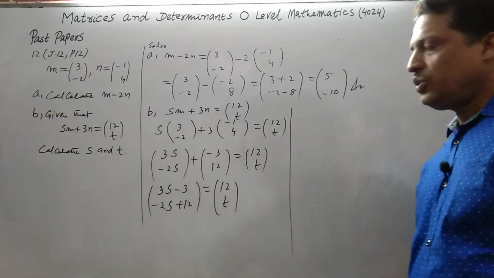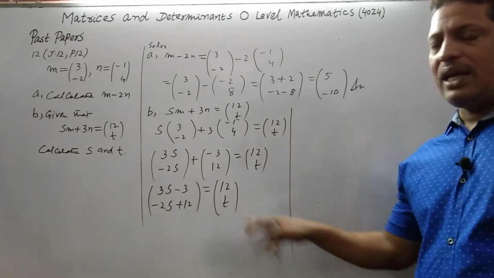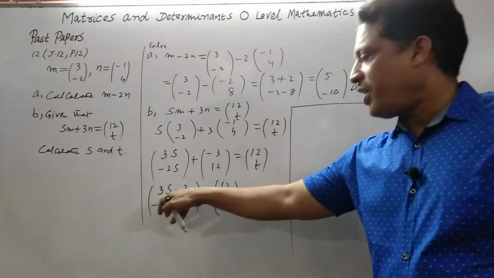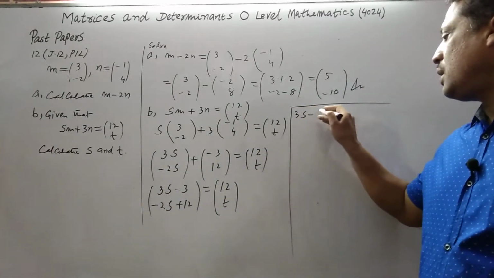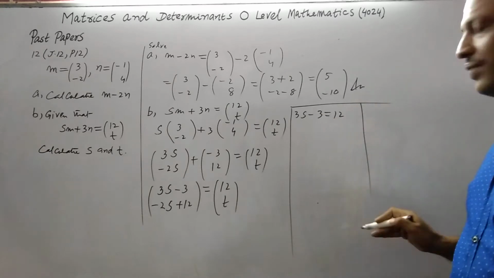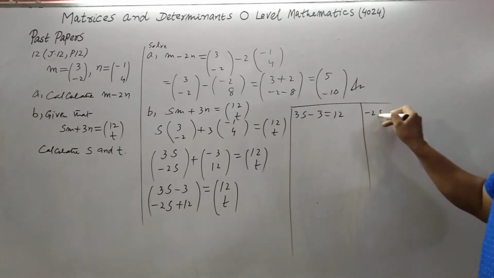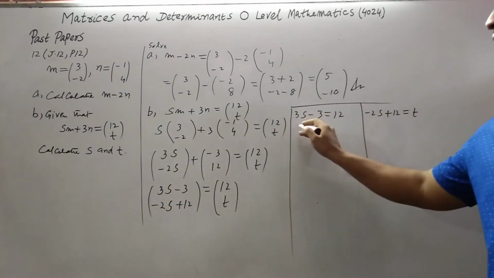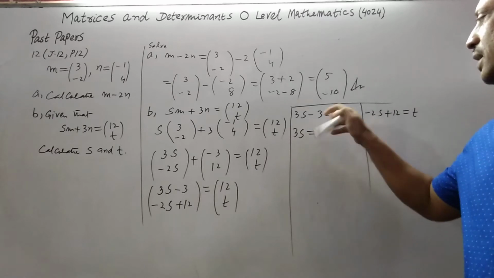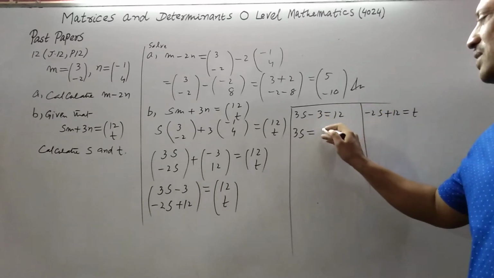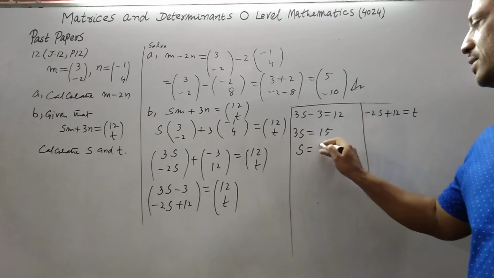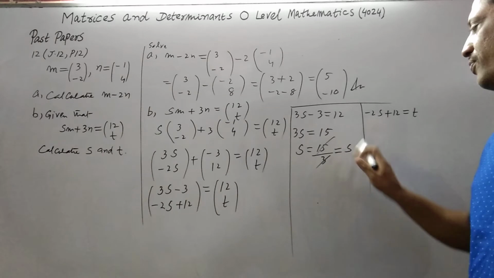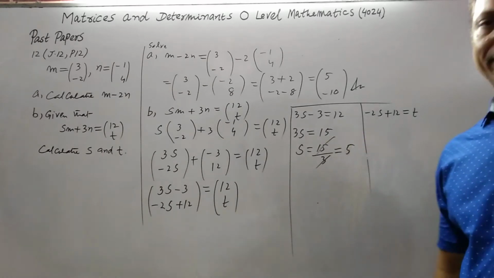12t. Students, when two matrices are equal, it means their corresponding elements are also equal. So 3s minus 3 is equals to 12 and minus 2s plus 12 is equals to t. 3s, shift this minus 3 to the other side. 12 plus 3 is 15. s is equals to 15 upon 3. 3 5s are 15, so the value of s is 5.